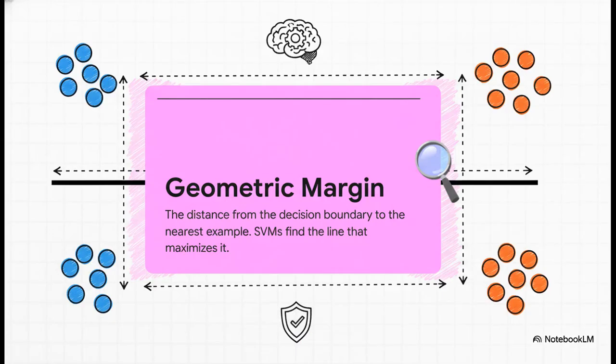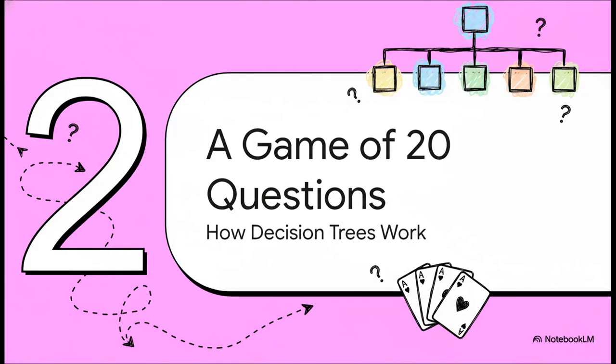Well, that breathing room actually has a technical name. It's called the geometric margin. And this is the entire secret behind a super powerful model called a support vector machine, or SVM. Its one and only goal is to find the single best line that makes that margin, that empty space, as wide as humanly possible. It's not just about getting the answer right, it's about being as confident as possible in that answer.